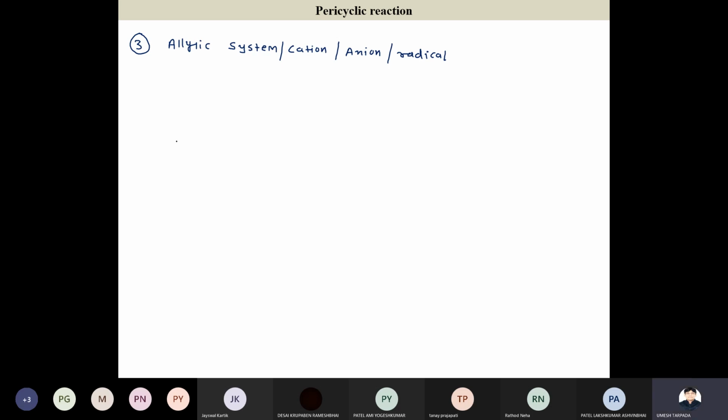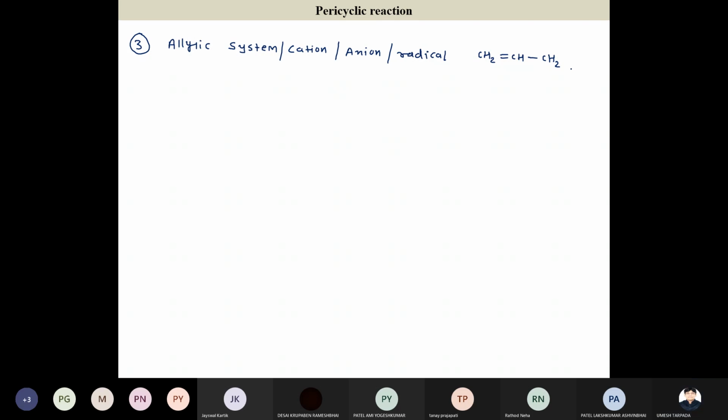In order to draw its diagram, it's very important that you first decide how many different pi centers you have. Once you decide the number of pi centers, you can get an idea about how many bonding orbitals and how many anti-bonding or non-bonding orbitals there are. In the case of the allylic system, one pi bond is there: CH2 double bond CH, CH2.